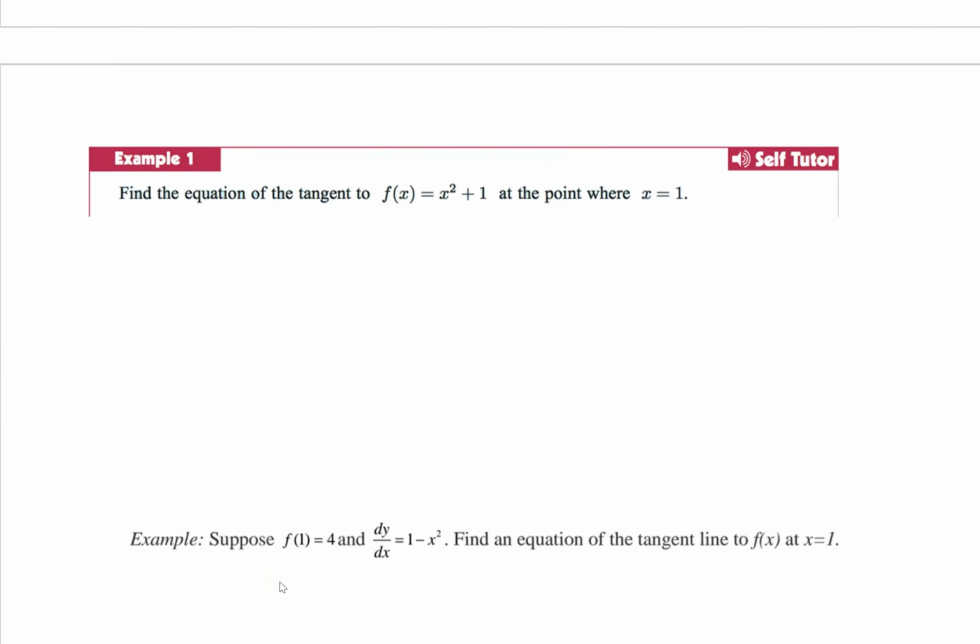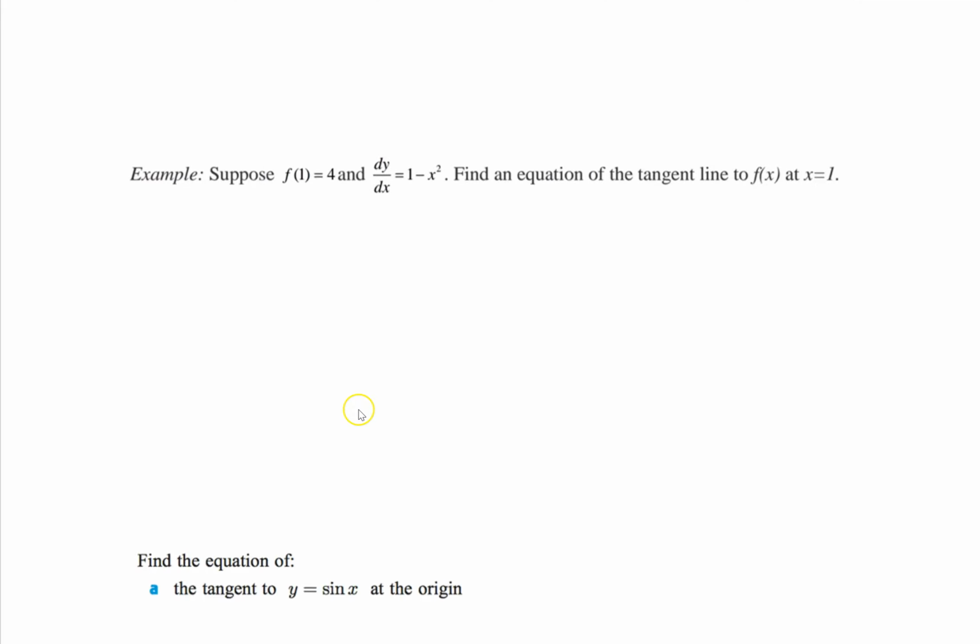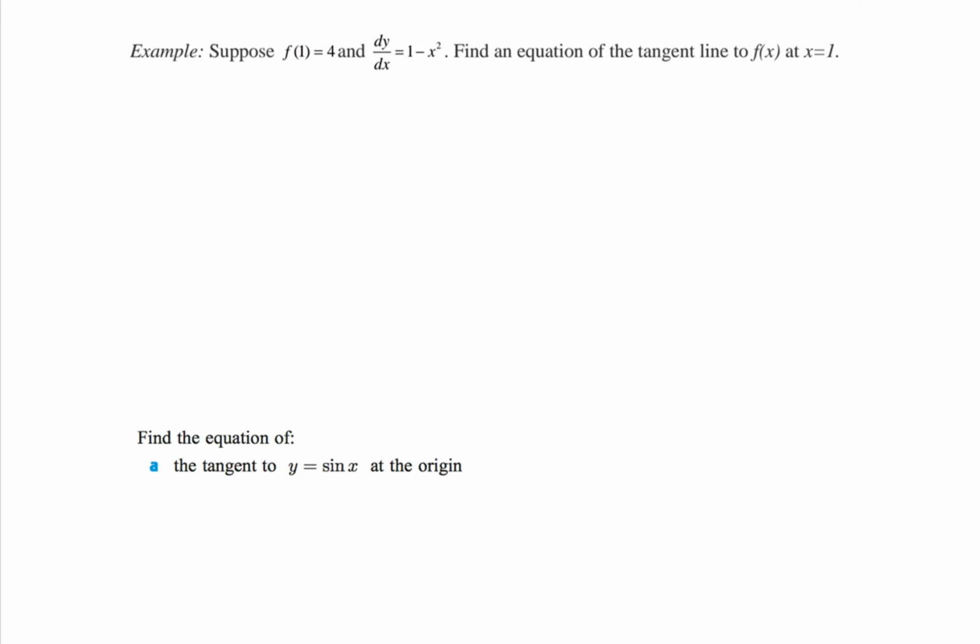Let's see this next example. That's the same one. So we're just going to skip past that and pretend I didn't do that. So here, suppose f of 1 equals 4 and dy dx equals 1 minus x squared. Find the equation of the tan line to f at x equals 1.